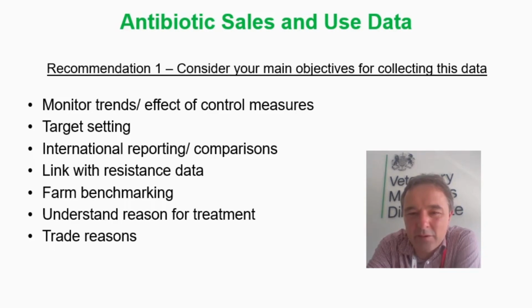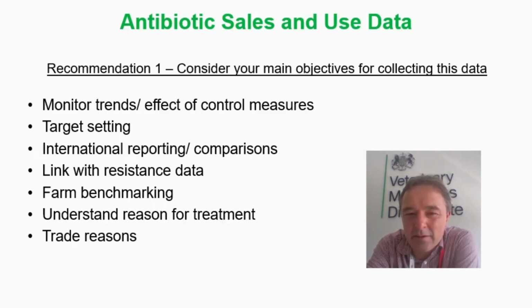Is the main aim to actually understand risk factors? It may be that there is higher usage within certain sectors than others, or maybe higher usage of the highest priority critical antibiotics. So that's something you need to consider in advance if you really want to look at it. Certainly the antibiotic use data has been very useful in many countries, and in the UK we've seen this for setting targets.